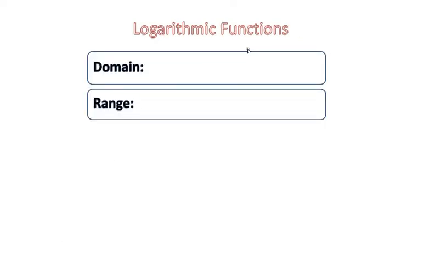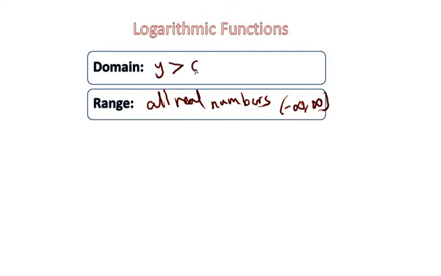The logarithmic function is the inverse of the exponential. The domain of the exponential was all real numbers, so the range of logarithmic functions is all real numbers, or from negative infinity to positive infinity. The range of exponential functions is y greater than 0, or from 0 to infinity. So the domain of logarithmic functions is x greater than 0.